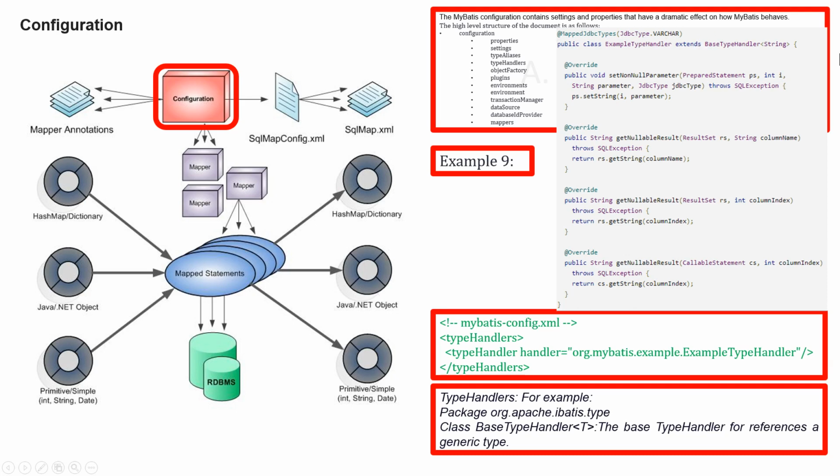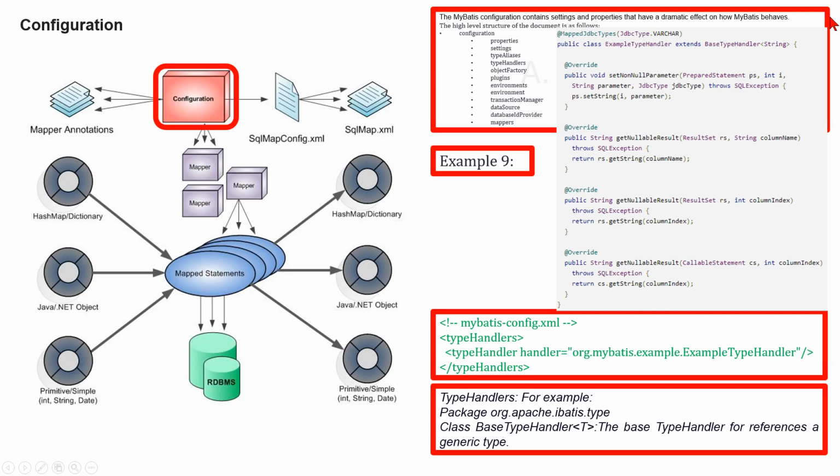MyBatis will know the Java type that you want to handle with this type handler by introspecting its generic type, but you can override this behavior by two means: adding a javaType attribute to the typeHandler element, for example javaType equals String, or adding a @MappedTypes annotation to your type handler class, specifying the list of Java types to associate with. This annotation will be ignored if the javaType attribute has also been specified.